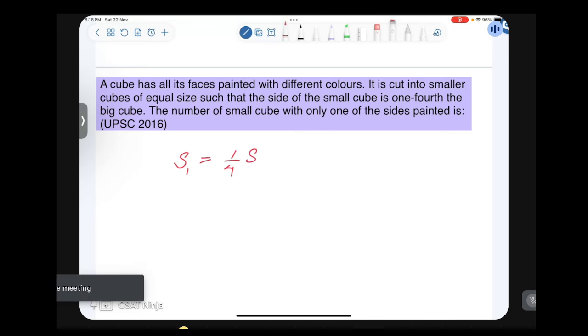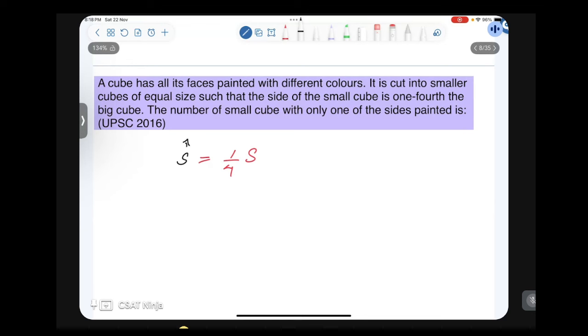So can we write like this? The smaller cube, I'll just write it like this, and this is the bigger one. So the question says the side of the smaller one is 1/4 of the side of the bigger one. And what is asked? The number of small cubes with only one side painted. That means we need to find the one side painted cubes.